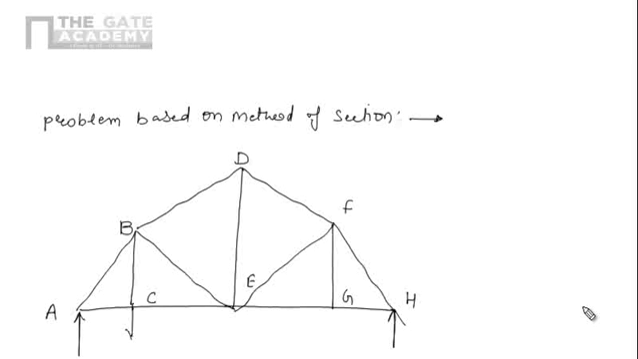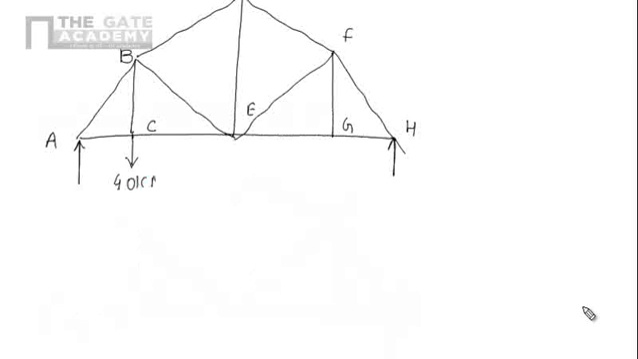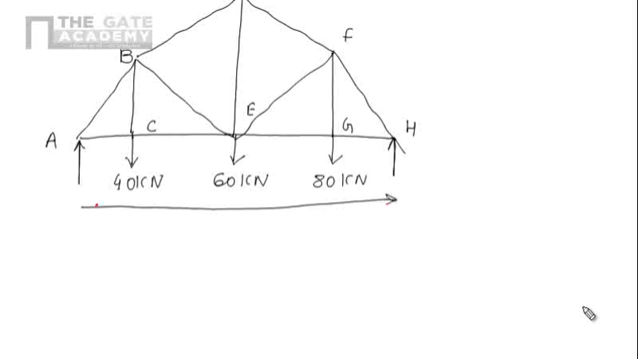And here we are applying a force of 40 kilonewton. Here we are applying a force of 60 kilonewton. And here we are applying a force of 80 kilonewton. And this full distance we are having 4 at the rate of 3 meter. It will be 12 meter. So this one is the given simply supported truss.